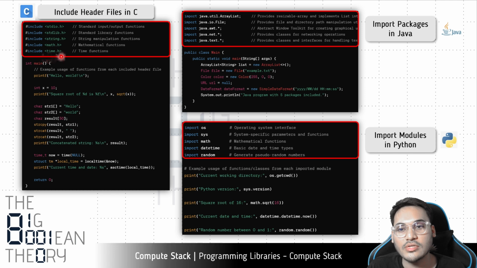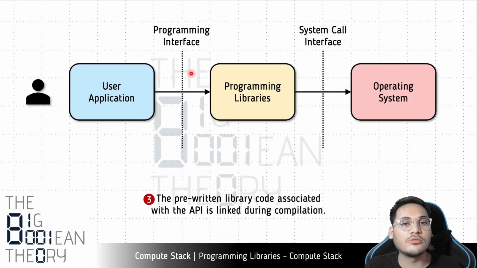Similarly, time.h is for time functions, and the equivalent of that is the datetime module in Python. So all the common operations that would often be required by the developer are included by all programming languages in the standard library. So this is how we can import the standard library into our application code. Now we have understood what the programming interface of these libraries looks like, and how we can import these programming libraries into our user application.